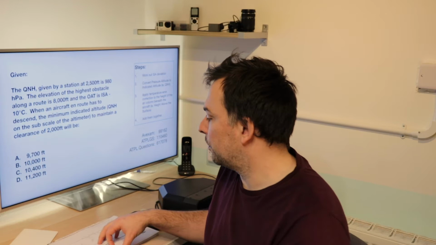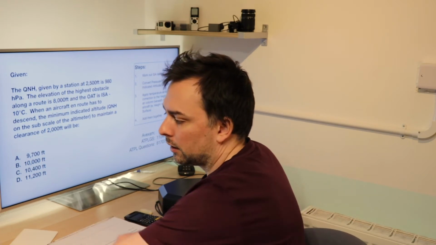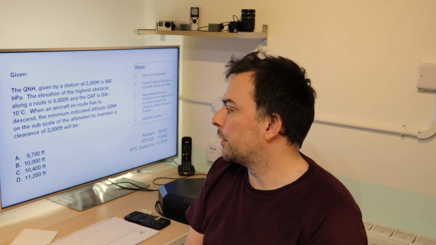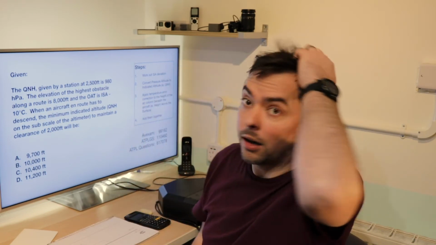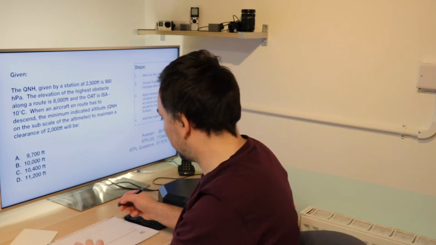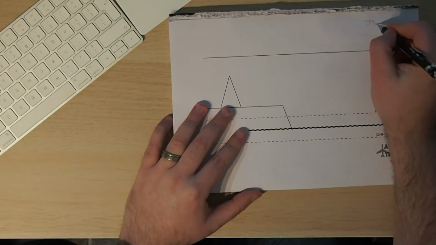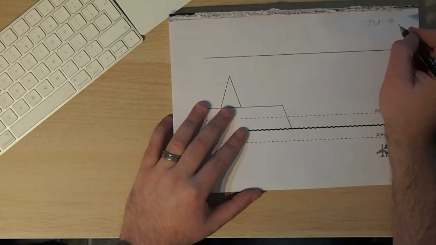As always, the first thing that we're going to want to do, get a clean page, is work out what our ISA deviation is. And we know, because it tells us in the question, that we are ISA minus 10. So that's fairly straightforward. ISA minus 10. Happy days. Now, this is a slightly more difficult question.